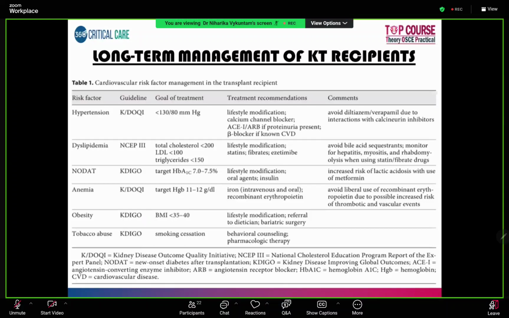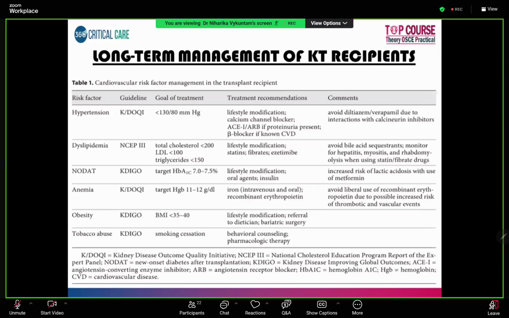Second, how should they control dyslipidemia? Their total cholesterol should be less than 200, their LDL should be less than 100, and triglycerides should be less than 150. Either use lifestyle modifications or use statins, fibrates. Okay, and you should be very careful that when you are using statins plus fibrate, there are more chances of hepatitis, myositis, and rhabdomyolysis occurring. So you have to monitor all these things.